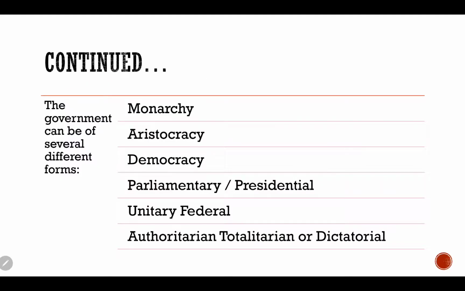Okay, moving forward, we are talking about the government, right? We are not talking about the state, but totally about the government today. Now, the government can be of several different types around the world. Number one is monarchy, king, queen. Monarchy means rule by a king or queen.